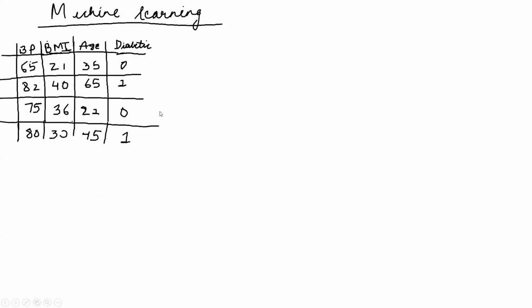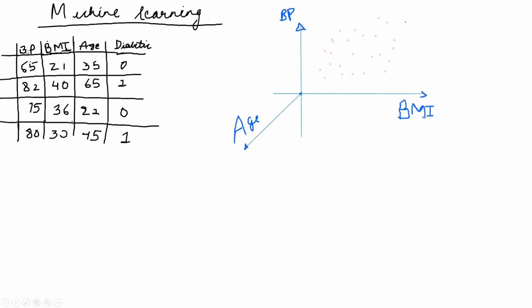When we talk about machine learning and consider the data, each and every feature, and when I say feature, I'm talking about the columns, every column is considered as a dimension in machine learning. So you can say that blood pressure is on one axis, age is on another axis, and BMI is on another axis.